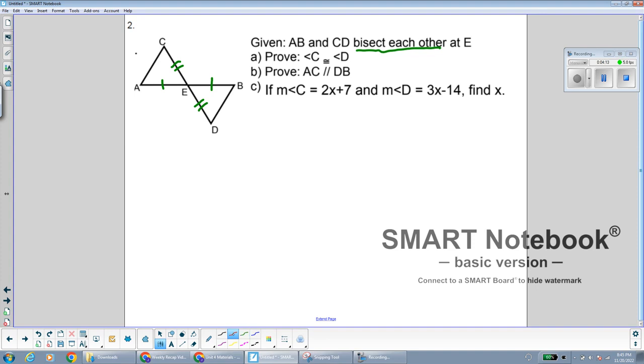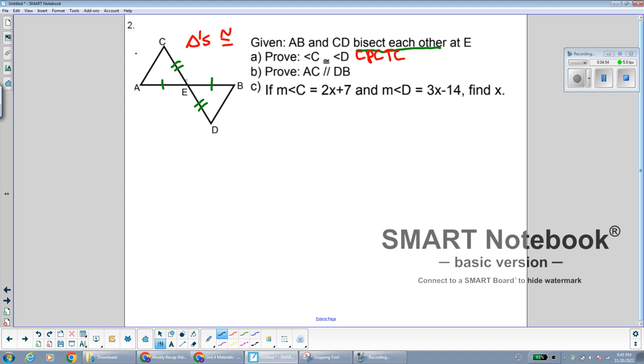In part A, it says that we need to prove that angle C is congruent to angle D. If you notice, angle C and angle D are in the same spots in the two different triangles, so they are corresponding angles. We're going to ultimately prove that corresponding angles are congruent using CPCTC. But remember, before we can use CPCTC, we need to prove that the triangles are congruent. Once we know that the triangles are congruent to each other, then we know the corresponding angles are also congruent with CPCTC. So looking at the information, I already have two pairs of congruent corresponding sides.